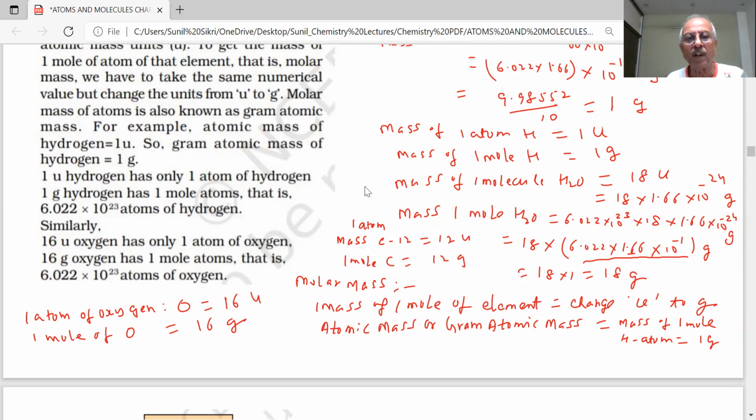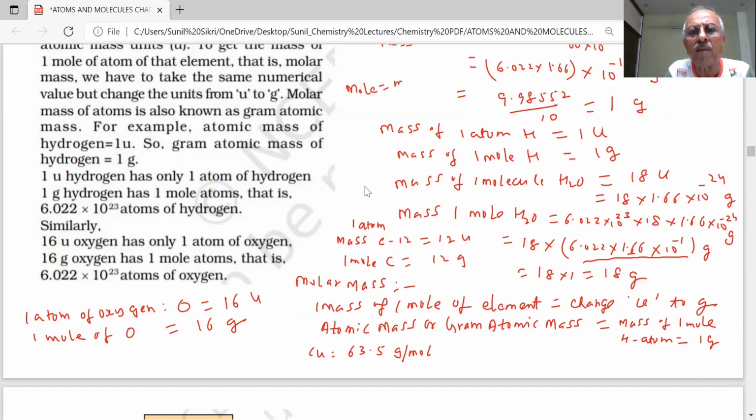We get the atomic mass, or gram atomic mass. A table is given in the book, or if we have molecules, we say molecular mass. The table of molecular mass is always given in terms of grams per mole. If I say copper, 63.5 gram per mole.